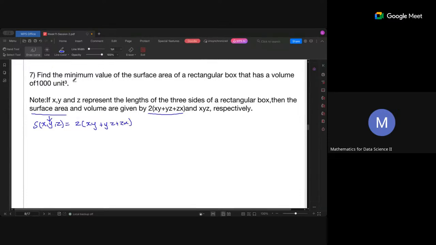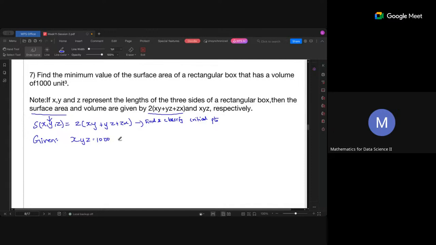So now we are going to find the minimum value for this. It means we are going to find and classify the critical points for this function. What other information is given? The rectangular box has a volume of 1000 units. What does that mean? What is the formula for volume? XYZ is equal to 1000. Yes. It is given that XYZ is equal to 1000.